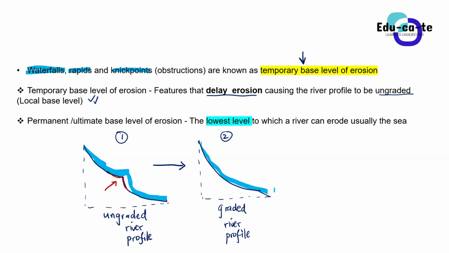But now we also have a permanent or the ultimate base level of erosion. The lowest level a river can erode is the sea. So the lowest level to which a river can erode, which is the sea, is known as the permanent base level of erosion. The river has power to be able to remove waterfalls. As I said, the waterfalls, the rapids, the nick points can easily be washed away by the power of the river, such that the profile will become smooth.